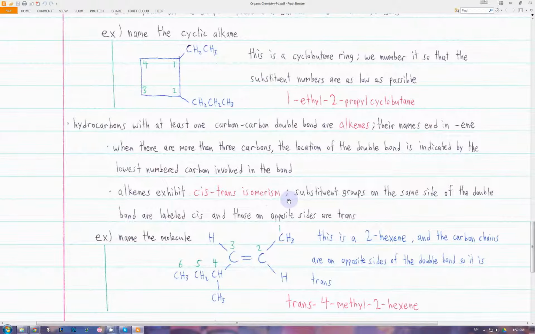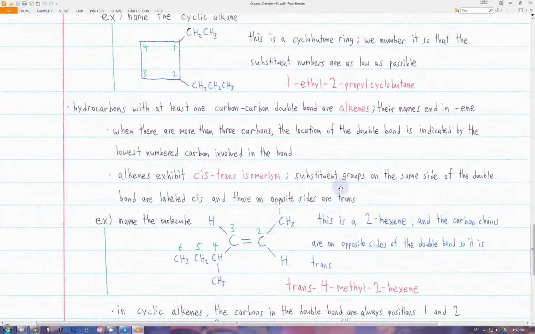And remember how alkanes after butane exhibit something called structural isomerism. Well, alkenes and alkynes, which we'll get to later, these unsaturated hydrocarbons exhibit another type of isomerism called cis-trans isomerism. And so if we have substituent groups, or basically these chains of carbons on both sides of the double bond, if these groups are on the same side of the double bond, then the compound is labeled cis, and if these groups are on opposite sides, then they are labeled trans.